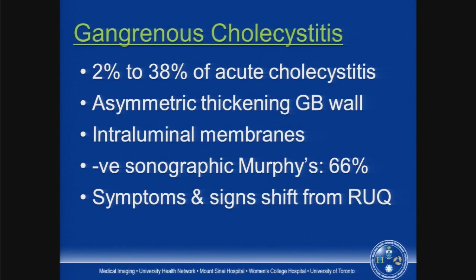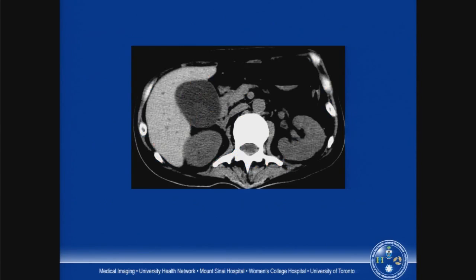So what about gangrenous cholecystitis? It's not uncommon. You should look for asymmetric thickening of the gallbladder wall and intraluminal membranes from sloughing of the mucosa. Remember that the majority of patients with time will have a negative sonographic Murphy sign, and the symptoms and signs will shift away from the right upper quadrant. So often it's a very confusing clinical presentation. Here's an example.